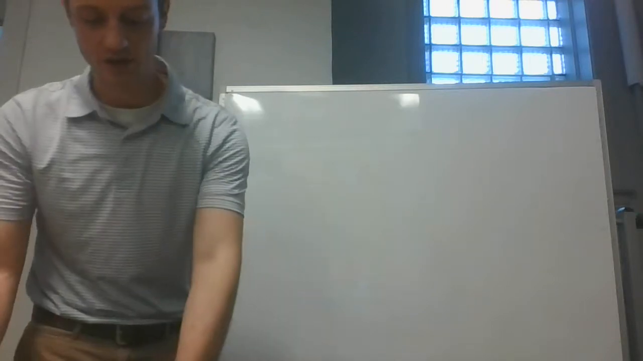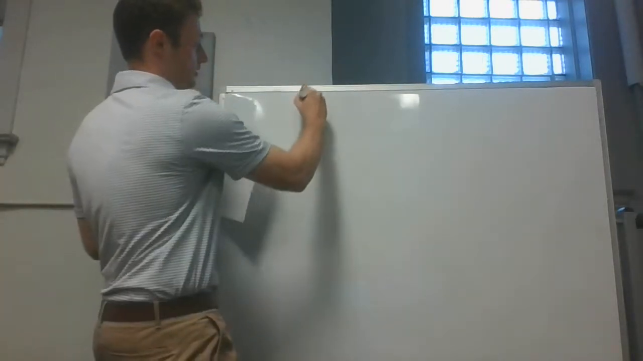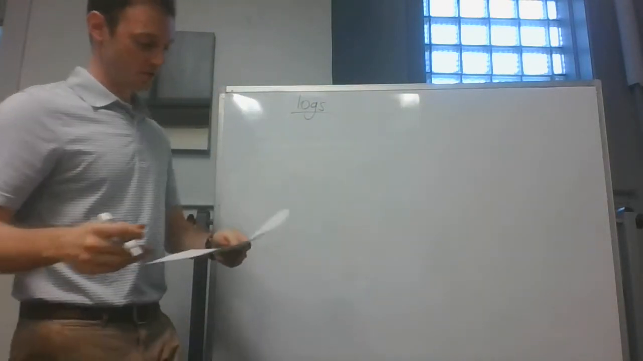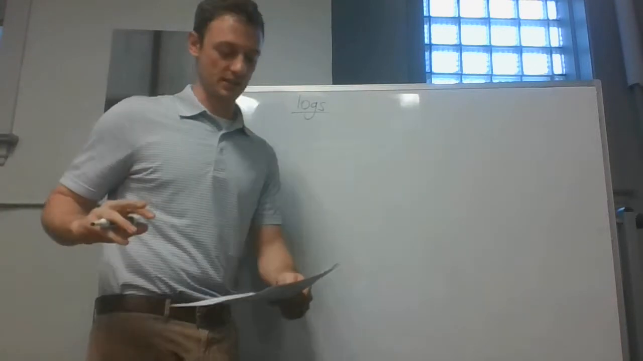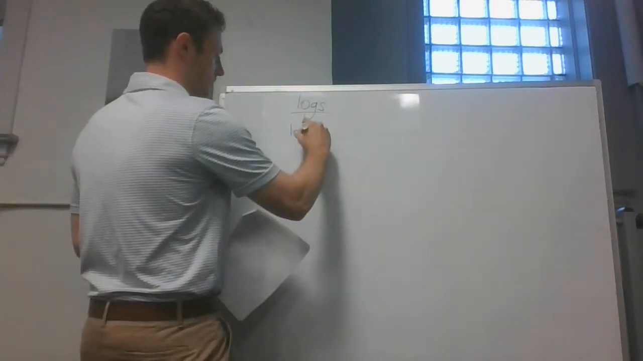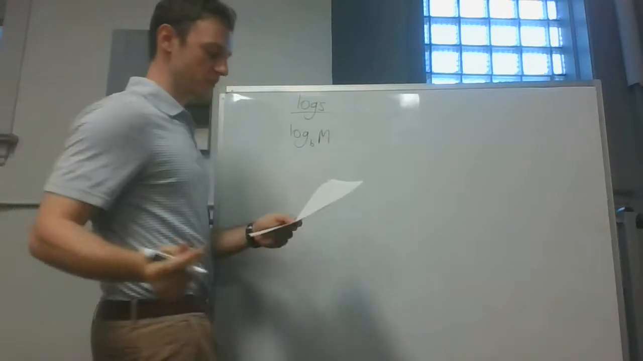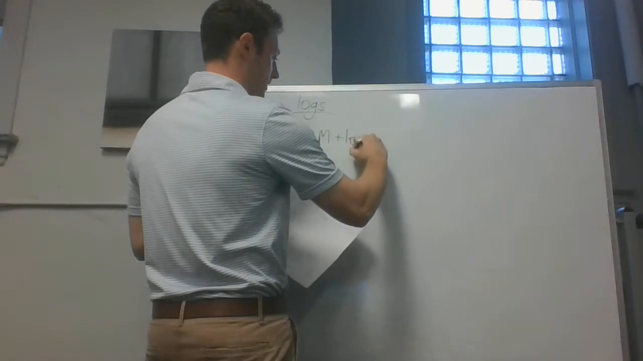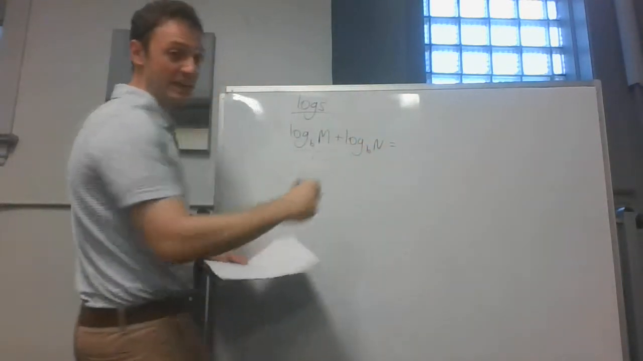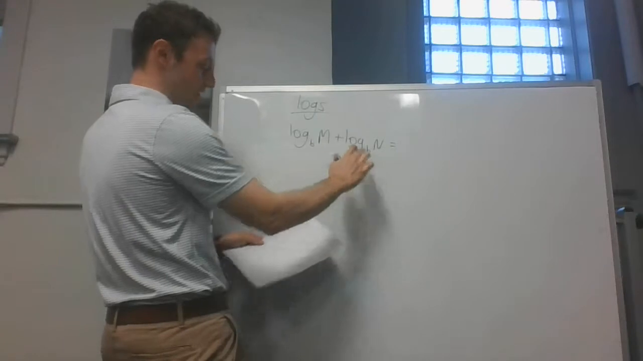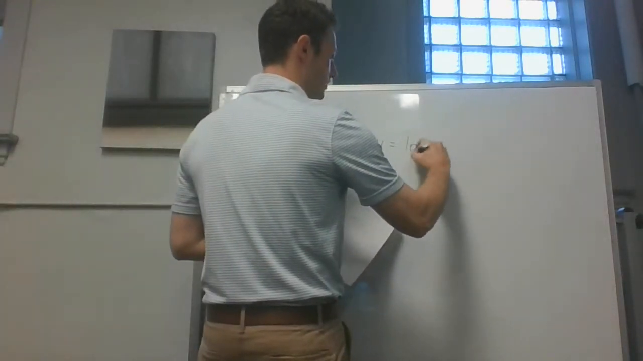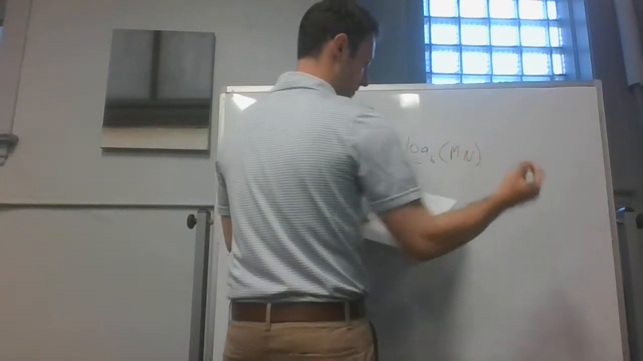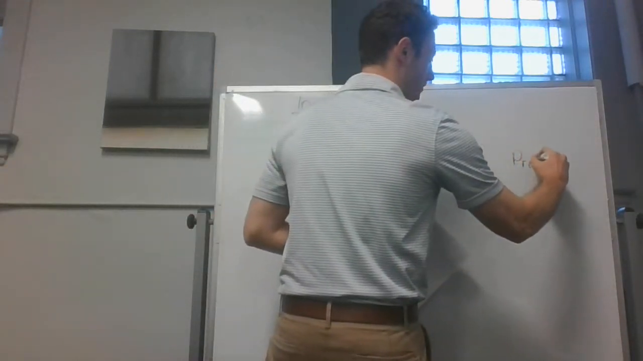All right, and the last thing I want to talk about are logs. Everybody's favorite topic. With logs, we have three particular properties that I want to remind you all of. The first is the product property. So if you have log base b of m plus log base b of n, remember, they have to have the same bases, we can combine those and say that that's equal to log base b of m times n. And that's the product property.